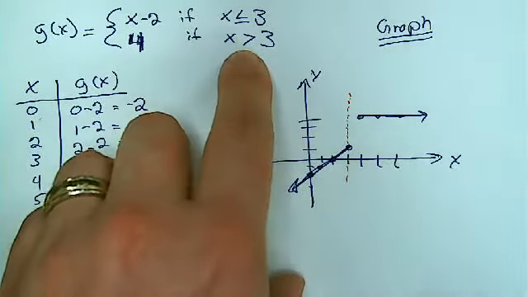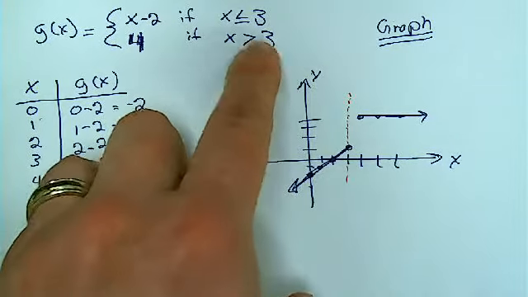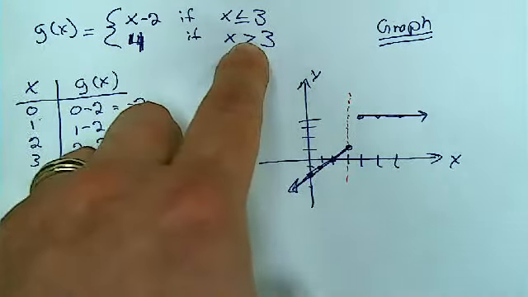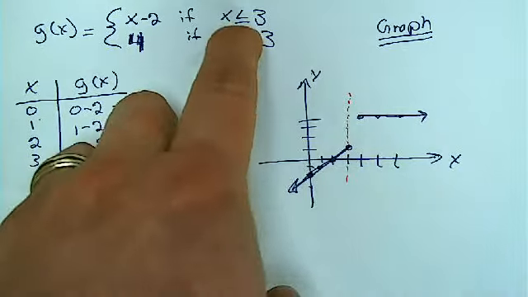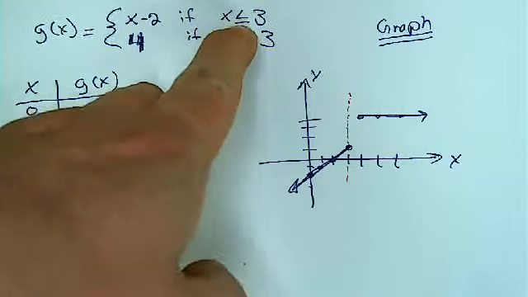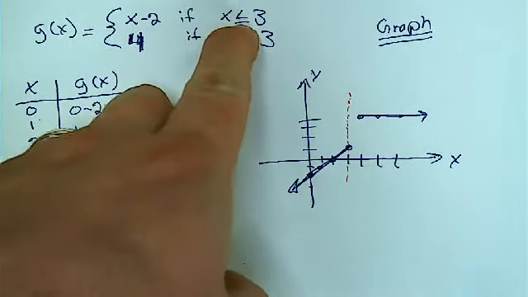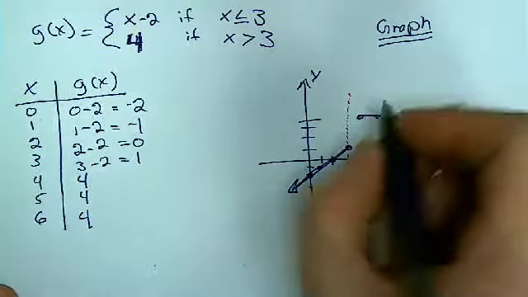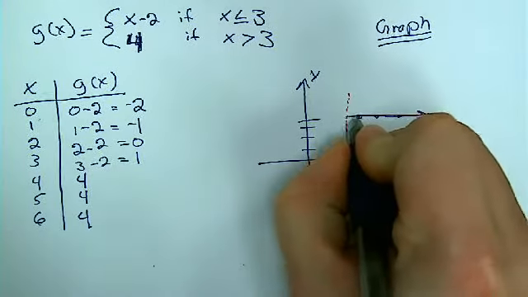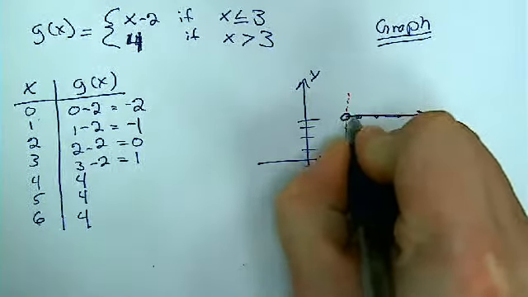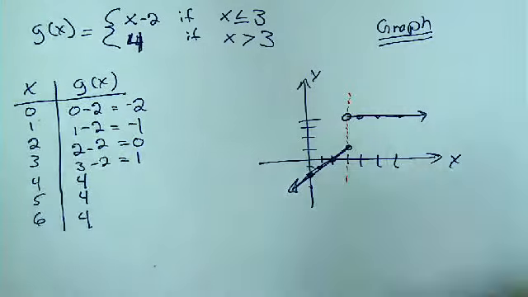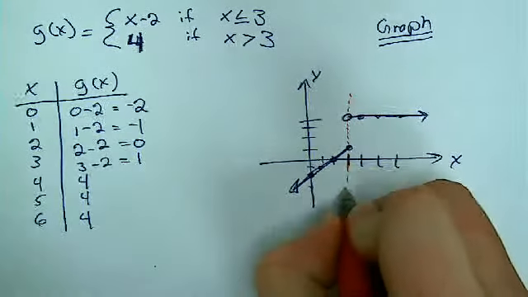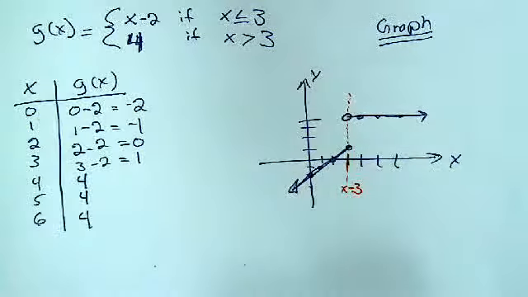Here's kind of the hint. The border is 3, but this is strictly greater than. So it doesn't include the point 3 itself. This one goes all the way up to 3 and stops once it passes the 3. And that's kind of your hint. It should look like that. This is all happening right here at 3.